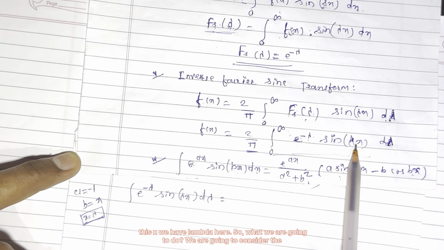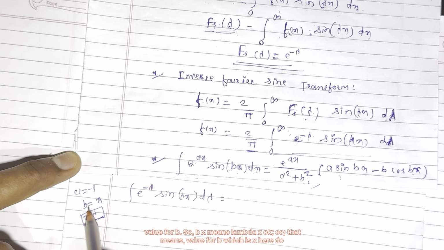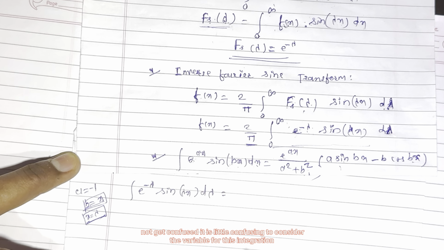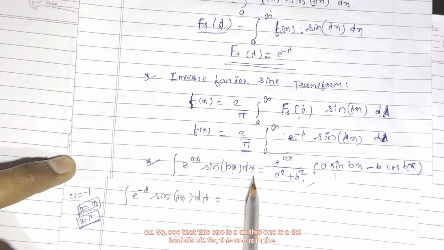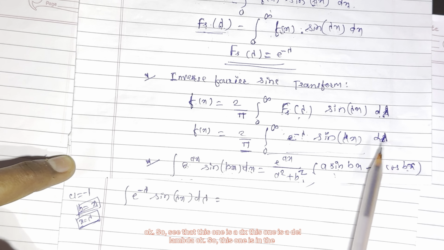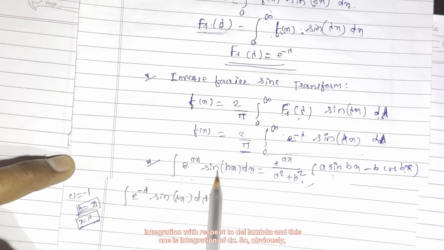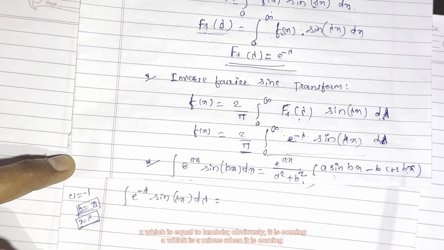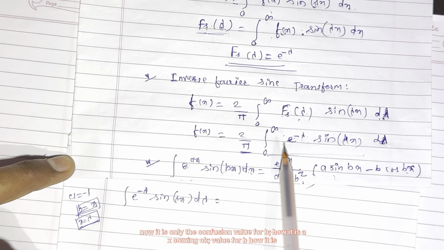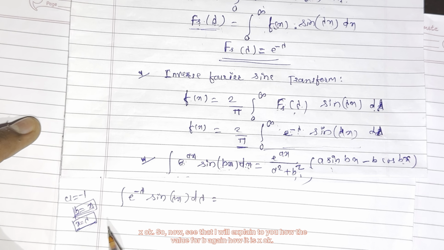So we are going to consider the value for b. So bx means lambda x, that means the value for b is x here. Don't get confused, it is a little confusing to consider the variable for this integration. This one is dx, this one is d lambda, so this one is integration with respect to d lambda, and this one is integration with respect to dx. Obviously x is equal to lambda, and a is minus 1. Now the only confusion is the value for b, how it is x.